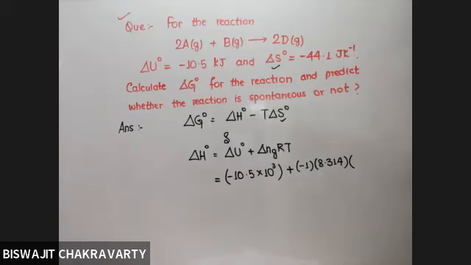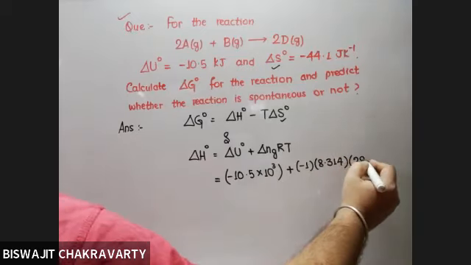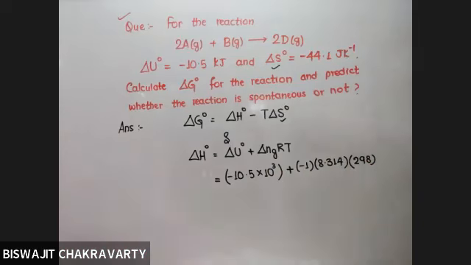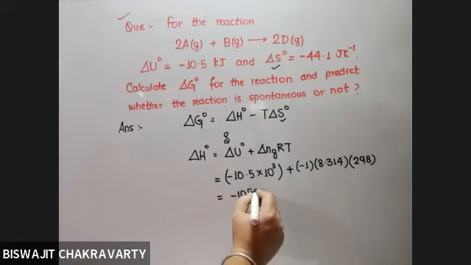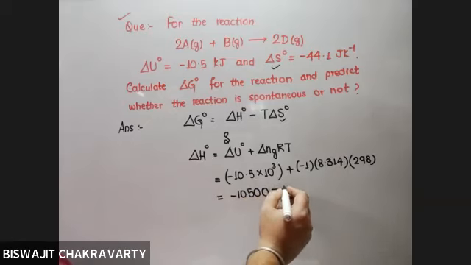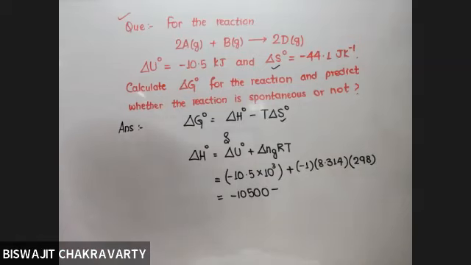298. Temperature is standard temperature. Okay. Now you calculate this value and tell me how much is delta H degree coming out. Quickly do it. This is minus 10,500 minus how much this comes out? 298 into 8.314.